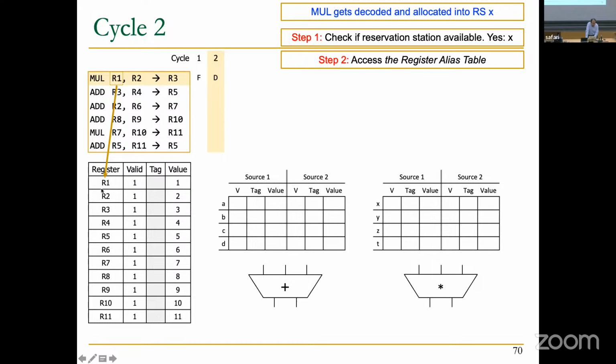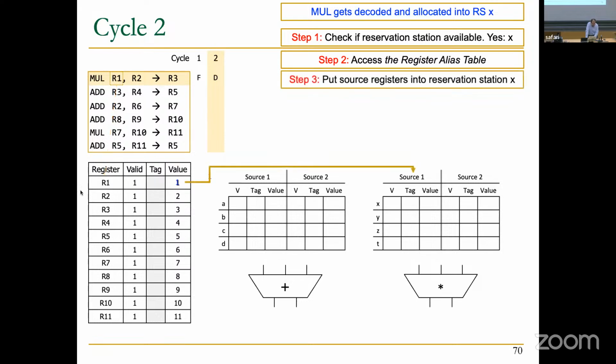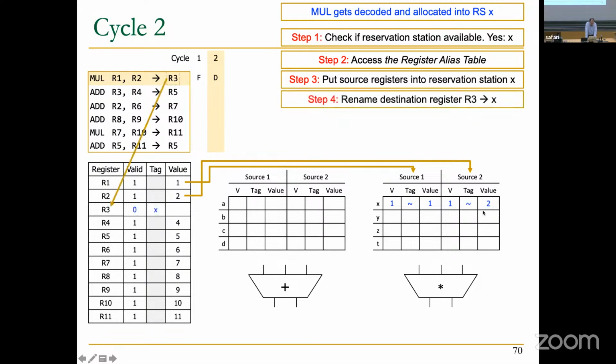So R1 is going to be produced by this instruction. So we're going to add the... I'm sorry, I just got confused. So multiplication is R1 and R2. So we read the value. Both of them at this moment are valid. R1 is valid, so we read the value here. In the reservation station, the first source is valid and the value is 1. The second source is R2, which is also valid, and the value is 2.